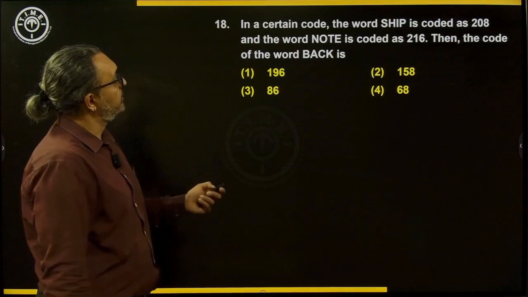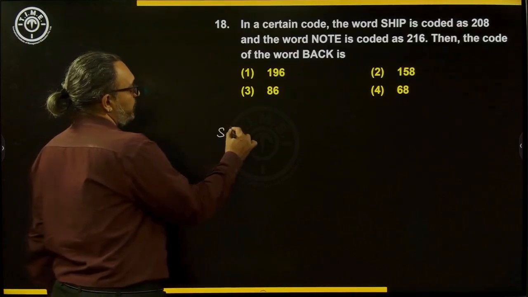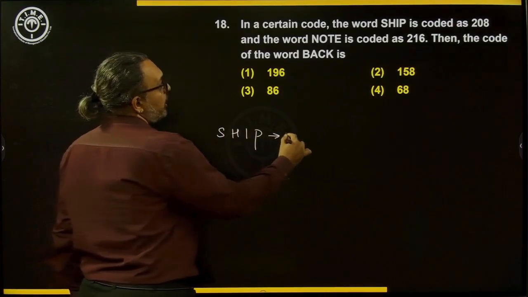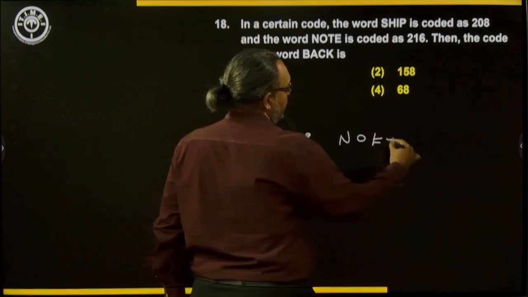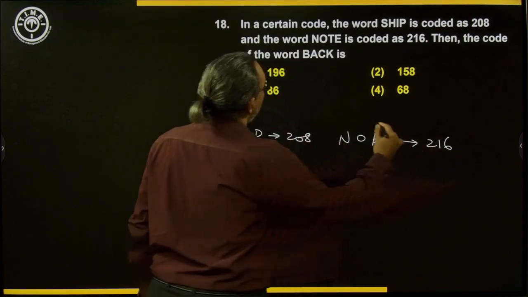Then next, in a certain code, the word ship is coded as 208. Then note is coded as 216. Then back.